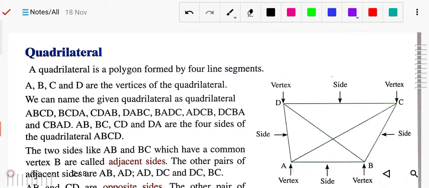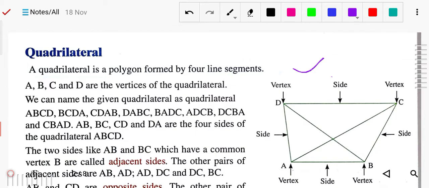Today we will study quadrilaterals, page number 194. So, this is another type of polygon. How many sides does it have? It has four sides. As we know, what is a polygon? A polygon is made of more than two line segments. Okay, so it is made of four line segments. How many sides? Four sides. So a quadrilateral is a polygon formed by four line segments.